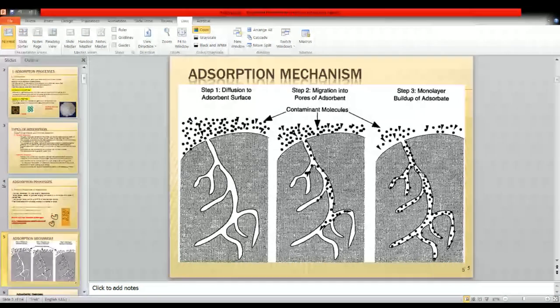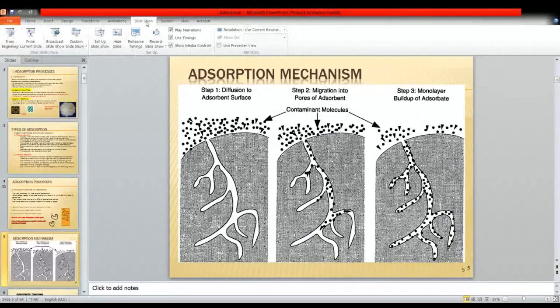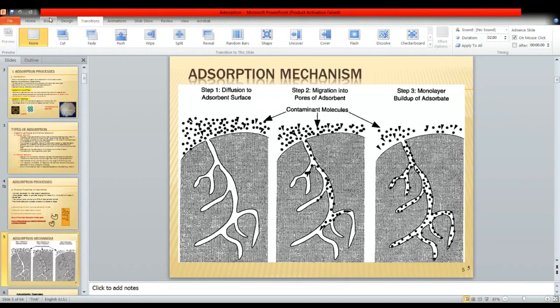Or no? Again, Doctor, I just told you monolayer and multi-layer. You understand that concept? In physical adsorption, multi-layer can be formed.